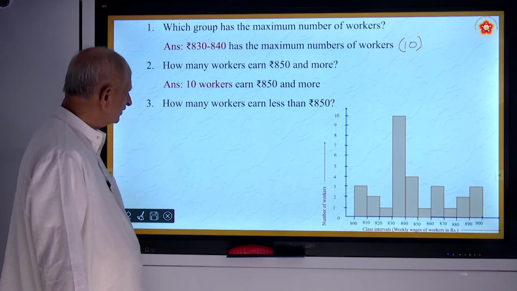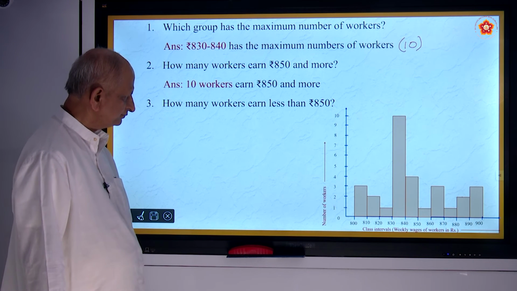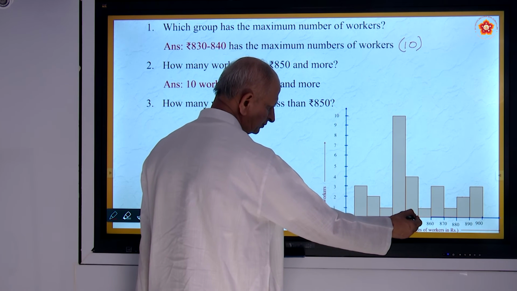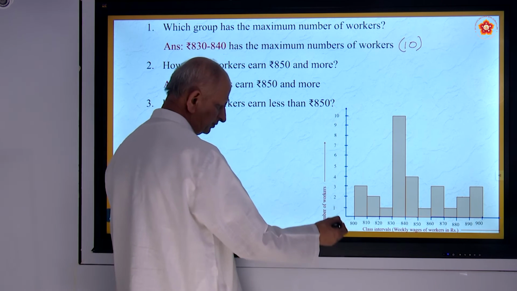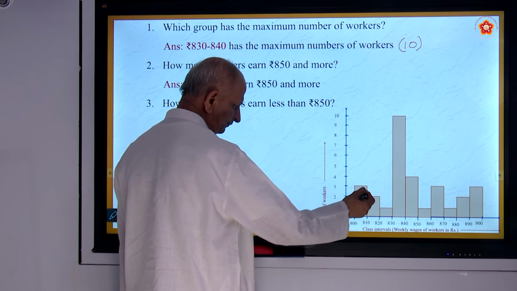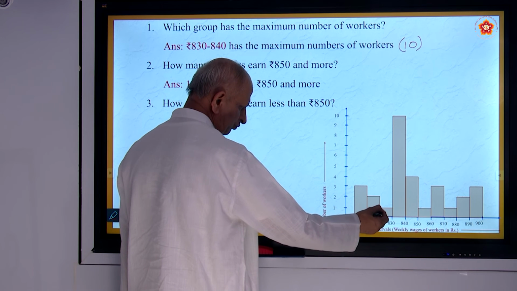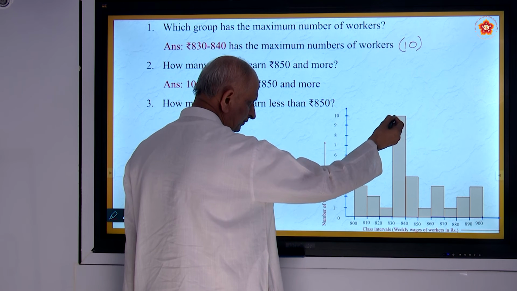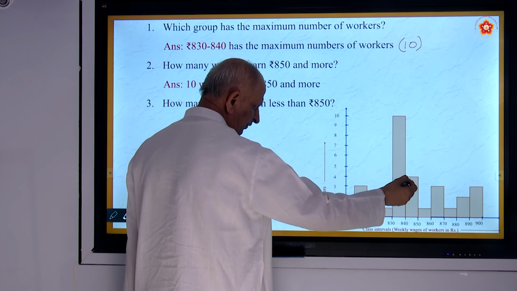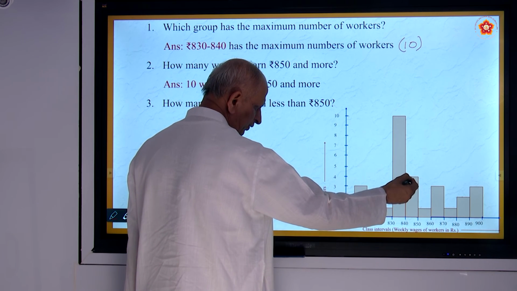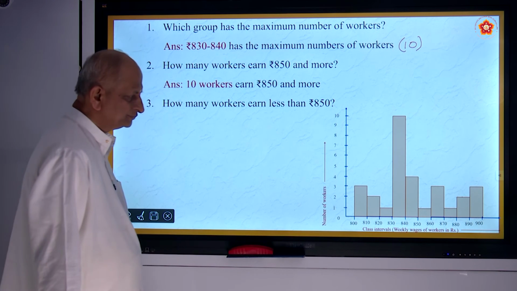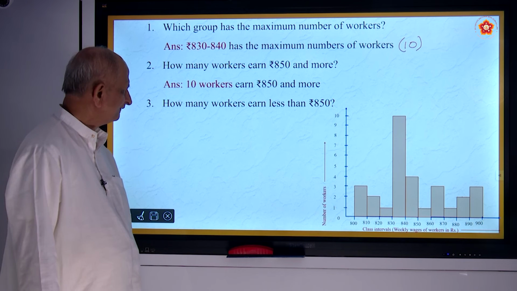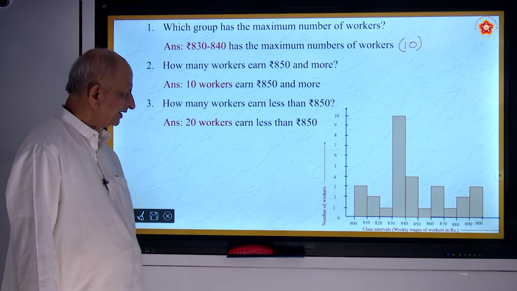And how many workers are less than 850? So less than 850 means from here you must start. 850 is here, no? So this is 3 plus 2, 5, 5 plus 1, 6, 6 plus 10, 16, 16 plus 4, 20. So 20 are there. Are you understanding? Yes? Okay. 20 workers are less than 850.